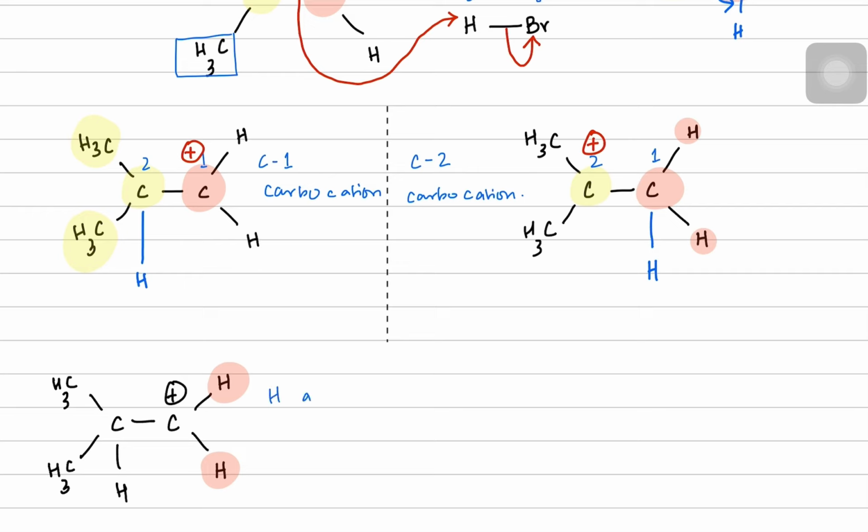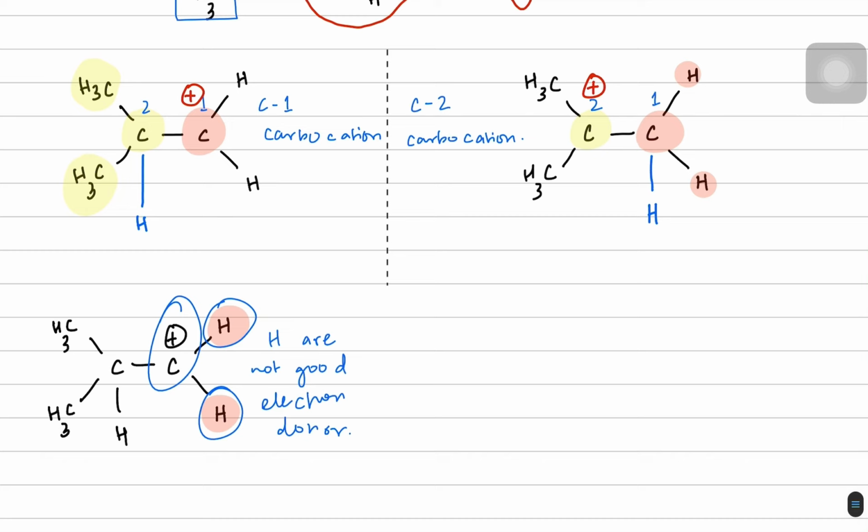Hydrogens have no electrons. Hydrogens are not good electron donors because they don't have any electron of their own. So they can't share any electron density with the carbon. The carbocation will not be stable because it will not be able to receive any help, any electron, any support from the nearby hydrogens, because hydrogens have nothing of their own. That is why this is not stable.